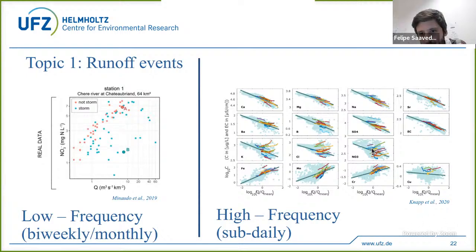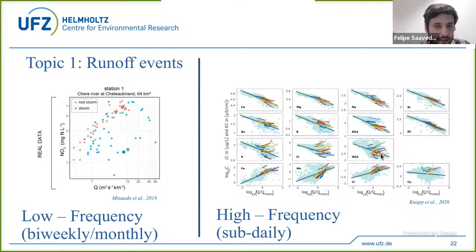But if you see the individual color lines, each line represents samples taken during a different runoff event. And they have completely the opposite pattern. So during the event, you have this enrichment or more mobilization compared to the other pattern. So our hypothesis is that runoff events can produce scattering in this long-term relationship. This is one example that this can be one of the reasons why this CQ relationship had variability.